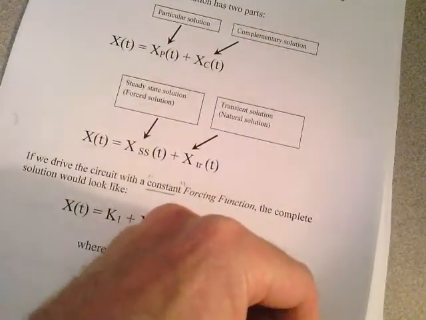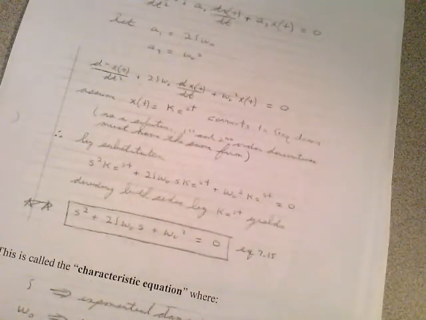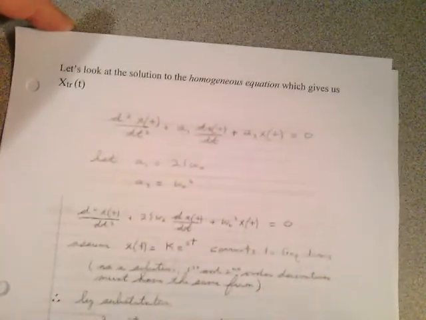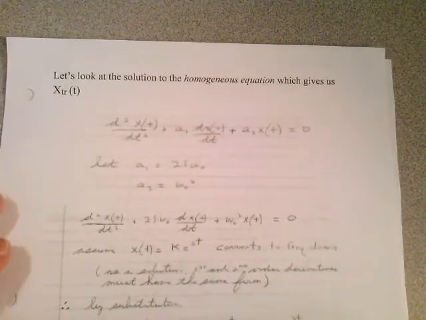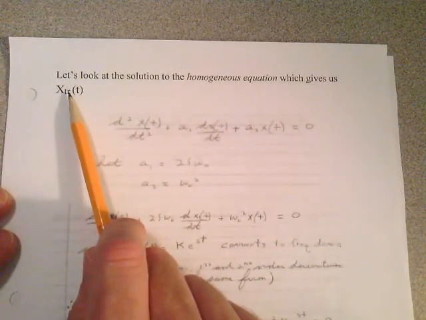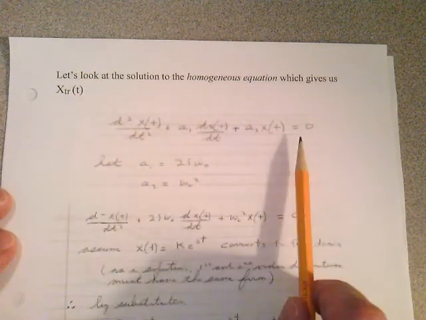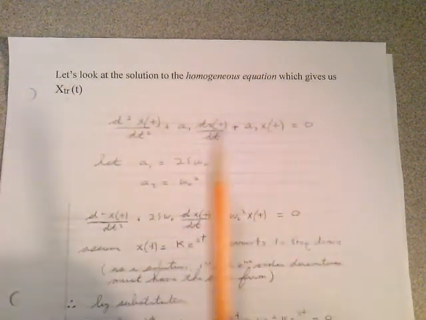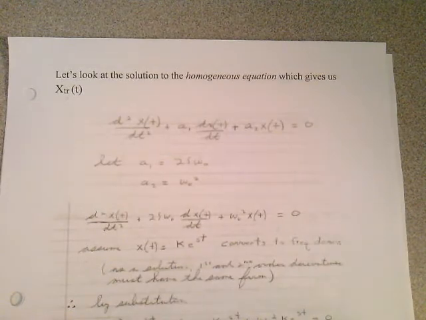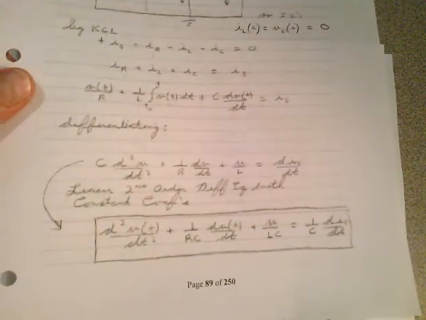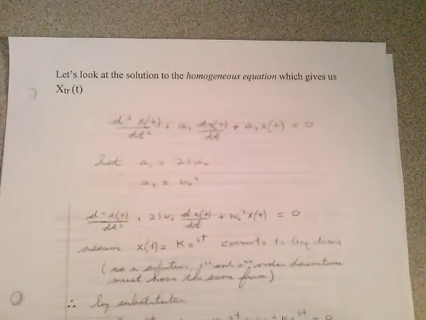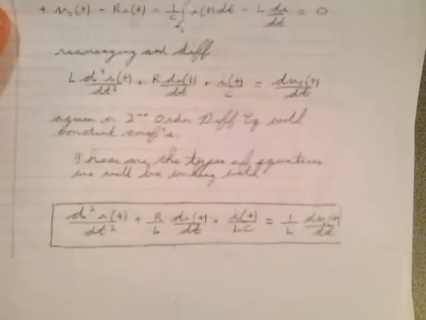So continuing on here, page number 92, let's look at the solution to the homogeneous equation, which gives us the transient solution. Remember, just like we did before, it's the homogeneous equation. We're going to set both of these equations right here equal to 0. We're going to set this equation equal to 0. And we're going to set this equation equal to 0. Both of them.